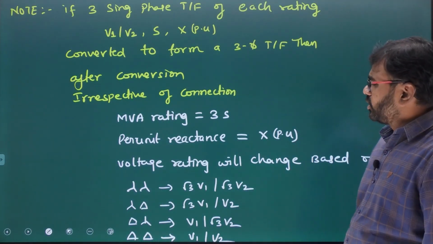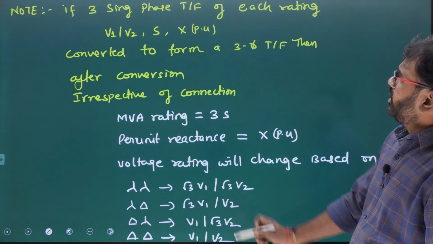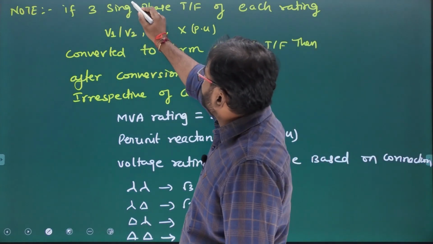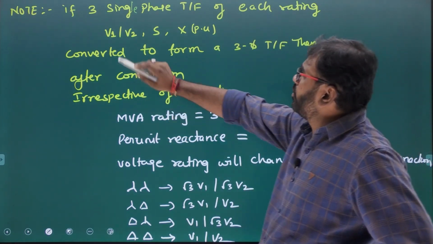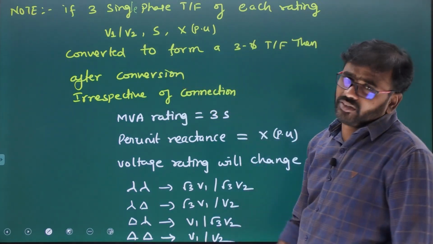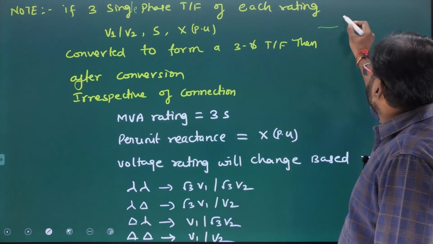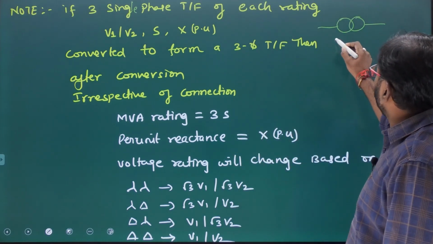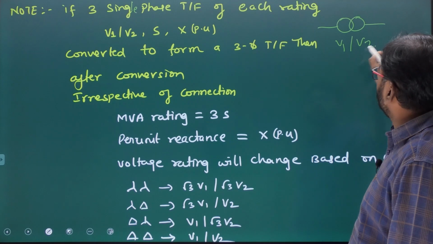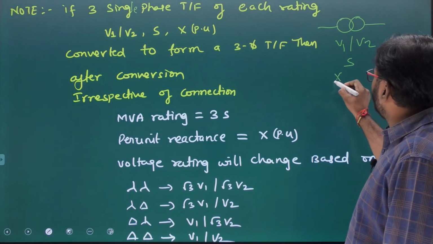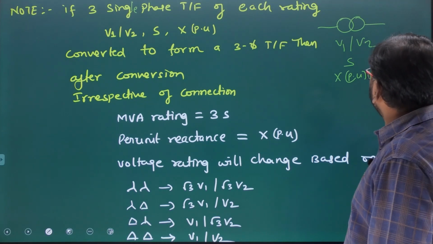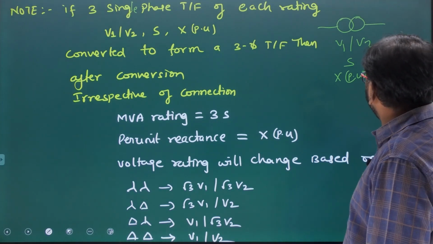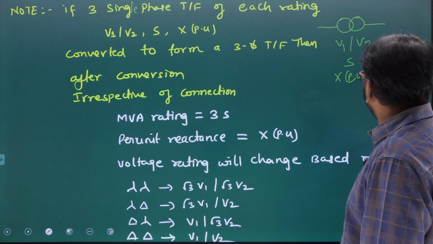this is one simple thing you need to note. If three single-phase transformers, each of rating V1 by V2, S and X per unit, that means the primary voltage is V1, secondary voltage is V2, MVA rating is S, and its per unit reactance is X per unit. For example, let's say 10%, nothing but 0.1 per unit.